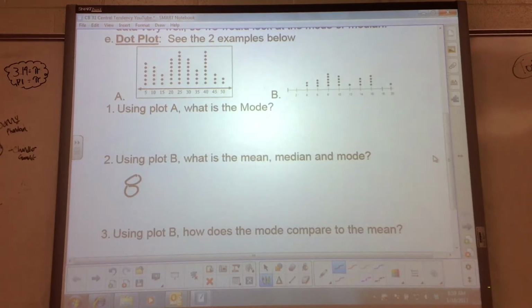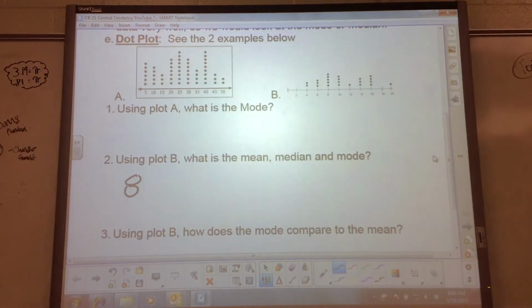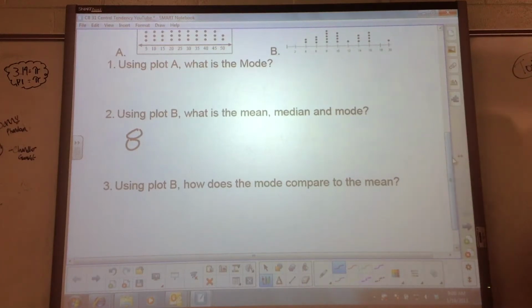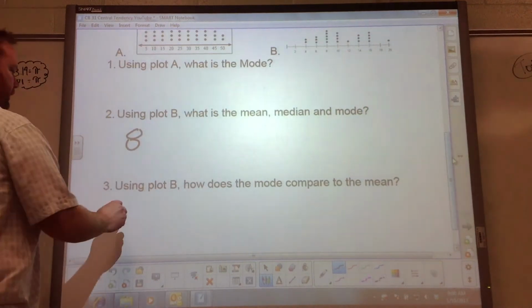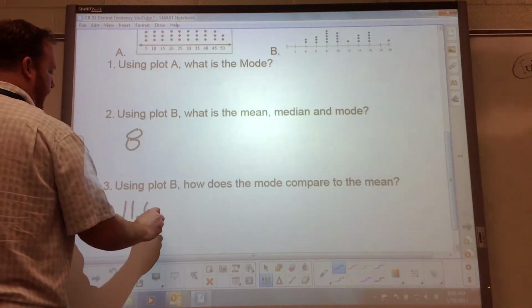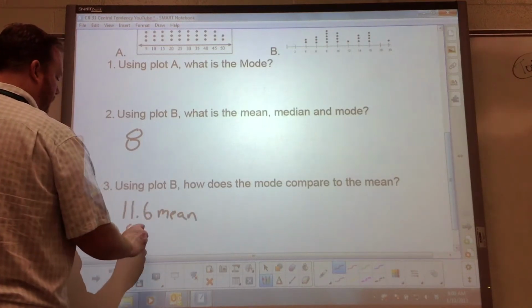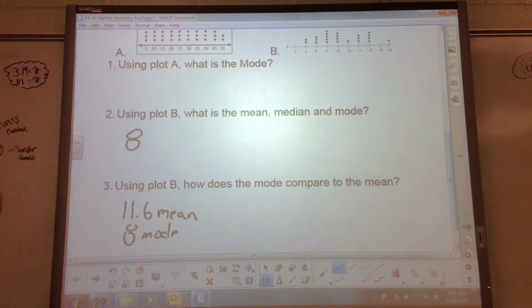And number 3, to ask us there, how does the mode compare to the mean? You'll get this question a lot, and it's very basically they're asking you to compare it. We have 8 as the mode; that's the number that occurs the most, and we have 11.6 as the mean. So you have the mean here. The mode occurs the most, which is 8. How do they compare? And we're trying to get a good idea of what number best represents this data set.